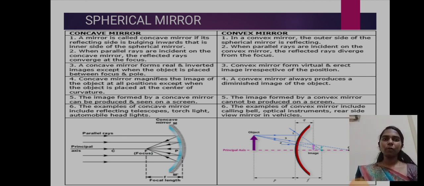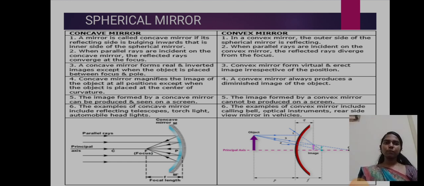A concave mirror forms real and inverted images except when the object is placed between focus and pole. Here a convex mirror forms virtual and erect images irrespective of the position. Next, a concave mirror magnifies the image of the object at all positions except when the object is placed at the center of curvature. Here a convex mirror always produces a diminished image of the object. Diminished means a small image.